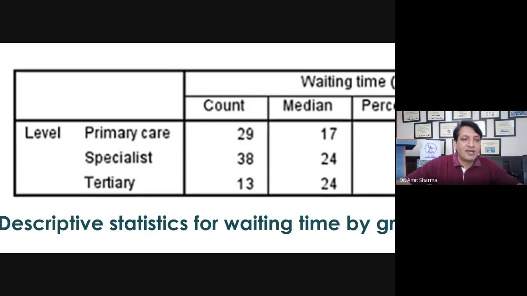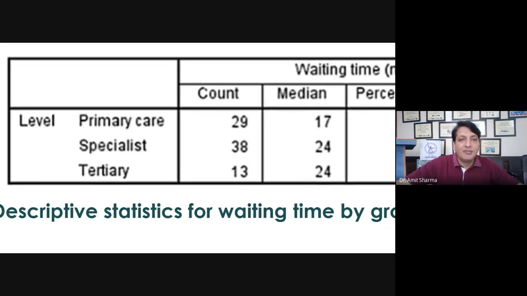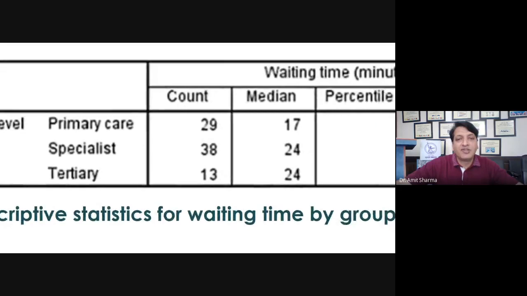Here first it is representing what was the name of the variable. Name of the variable was label, and under that label we are having 3 categories: primary care, specialist, and the tertiary. And under the primary we got 29 patients, and under the specialist we got 38, and under the tertiary we got 13, and this will be taken as a capital N, frequencies and the count, that how many patients visited under which department.